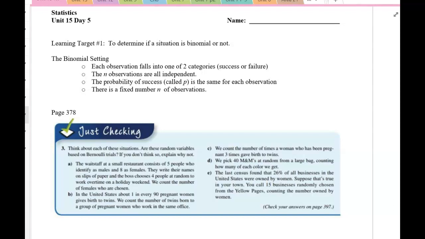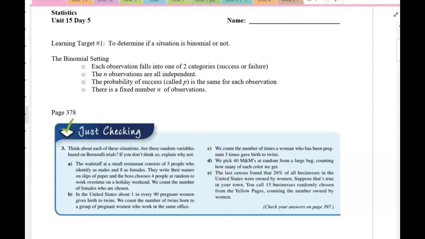Hello, statistics students. Today's learning target is to determine if a situation is binomial or not. We will then practice calculating binomial probabilities, followed with finding the expected value and standard deviation of a binomial distribution.